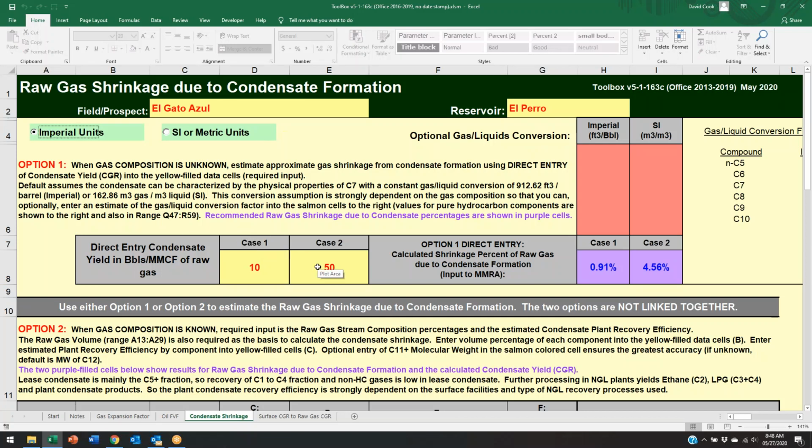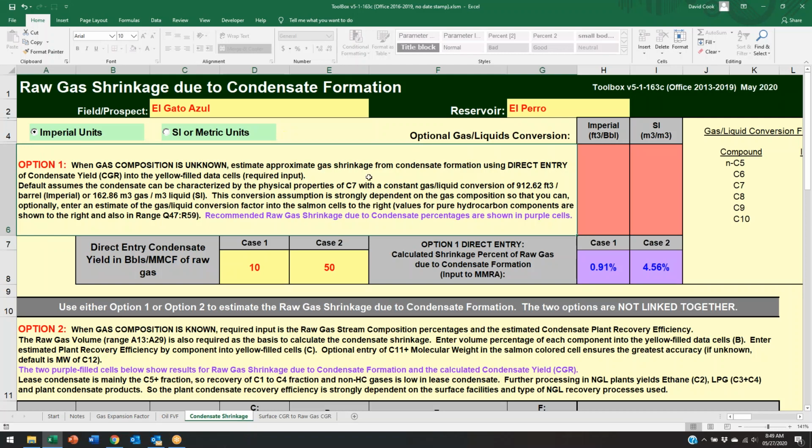This functionality was in the previous version of Toolbox, but it's been modified slightly. You go in and you can capture a condensate gas ratio, 10 to 50 barrels per million, and it's going to make a recommendation as to what should be the shrinkage that should be input into ROSE-RA or MMRA based upon those over here in the purple cells.